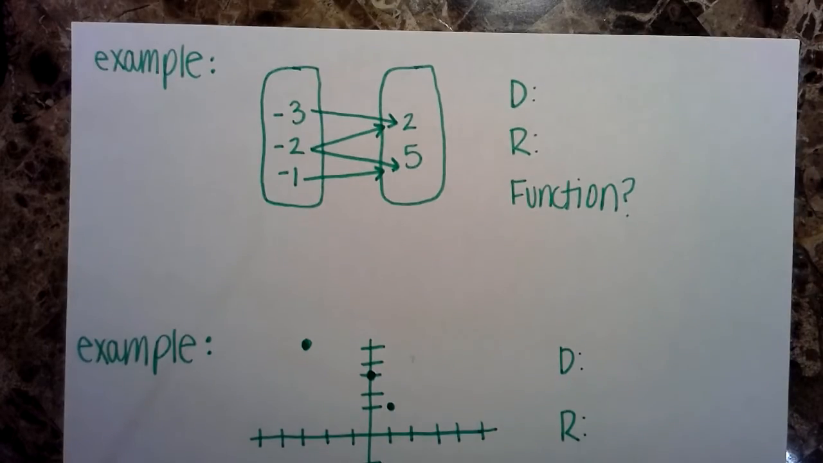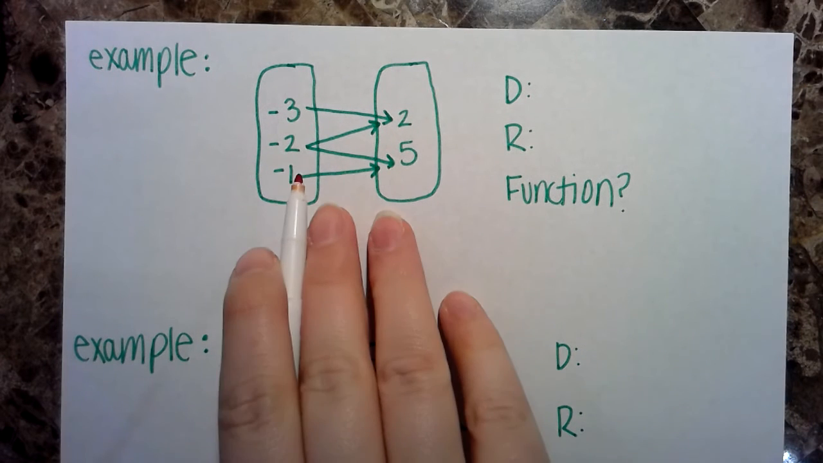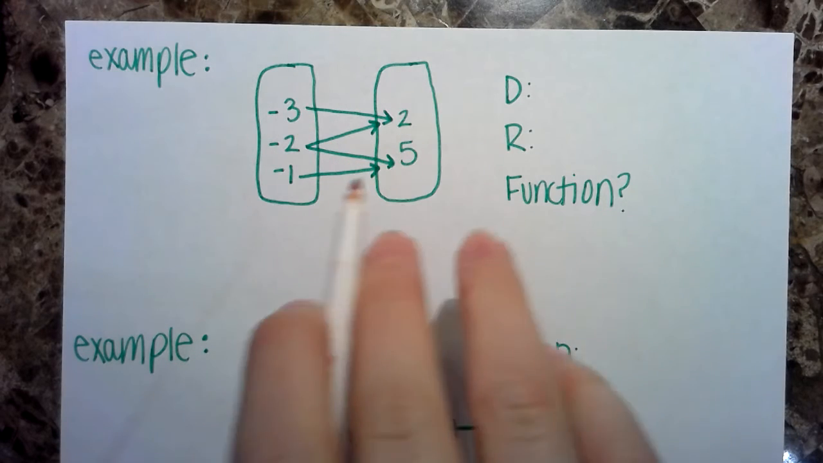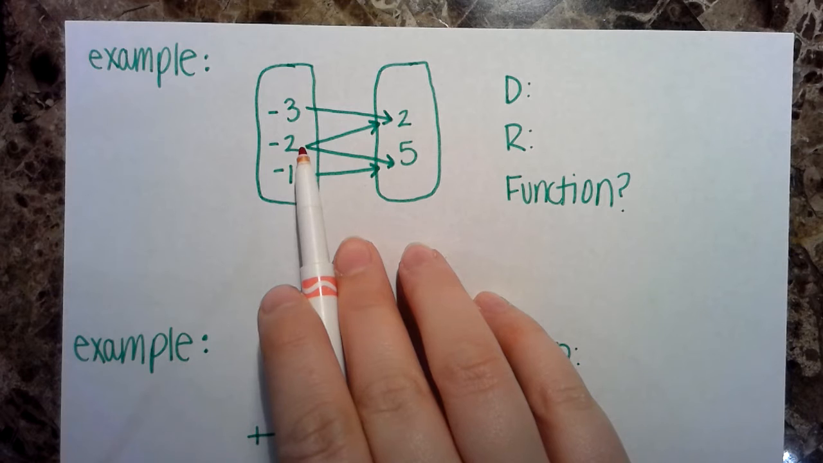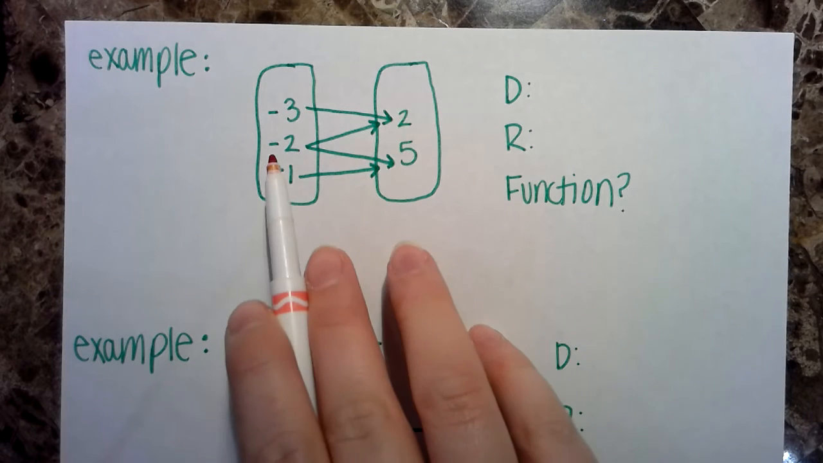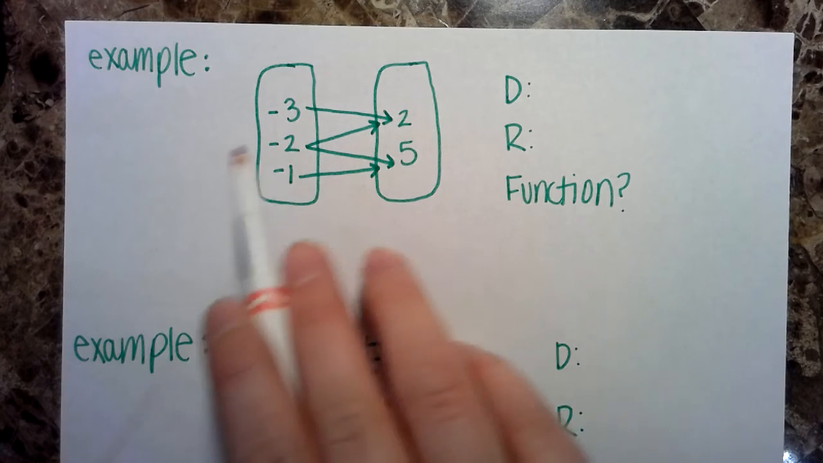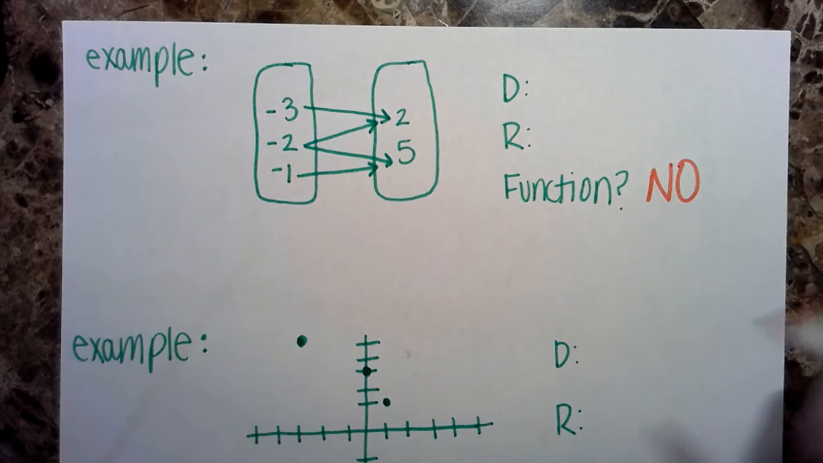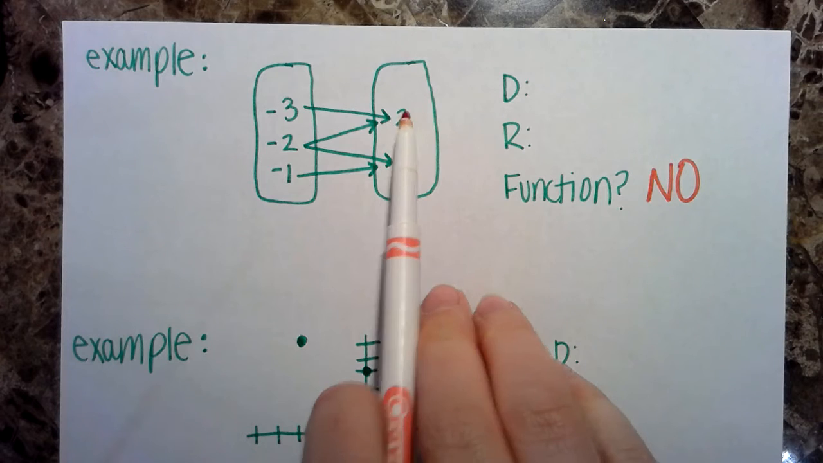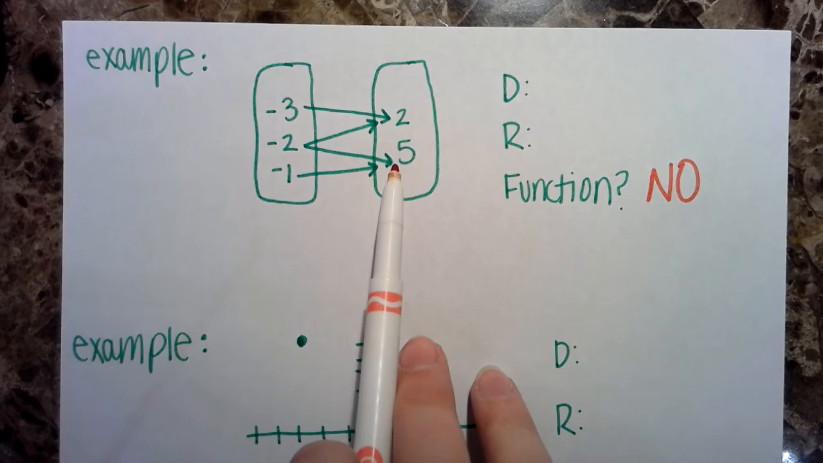My other example is a mapping diagram. This is another way you're going to see a function. With a mapping diagram, you want to look to see how many times the arrow is going from the input to the output. If that one input has 2 arrows coming out, it's not going to be a function. So right now we can tell it's not going to be a function because negative 2 goes to 2 and negative 2 also goes to 5.